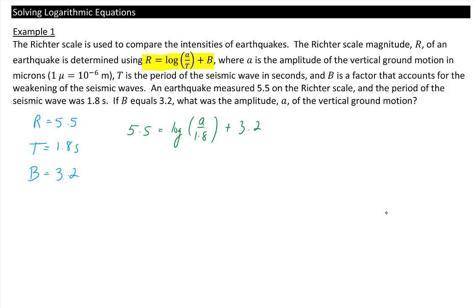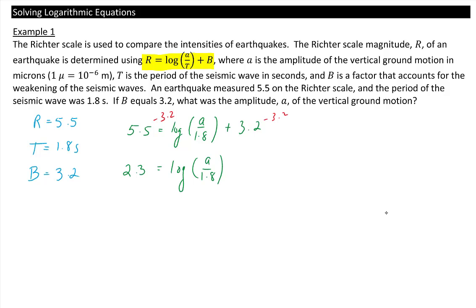So same as solving exponentials, we need to try to get one term on each side. Right now we have two terms on the right side, and we can fix that by subtracting 3.2 from both sides. And now we have that 2.3 is equal to the log of A divided by 1.8.